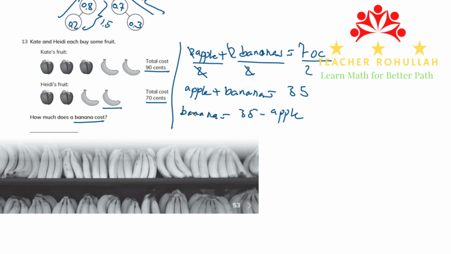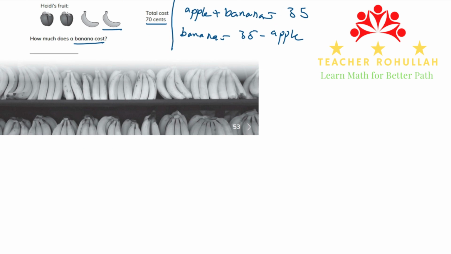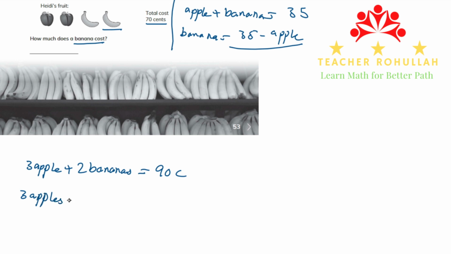Now we can put the price of banana in Kate's fruit to find the price of the apple. Then we can easily find the price of banana. So let me scroll down. In Kate's fruit, we have 3 apples plus 2 bananas equal 90 cents. In place of 2 bananas, I will write 35 minus apple. So we can write 3 apples plus 2 times 35 minus apple equals 90 cents.